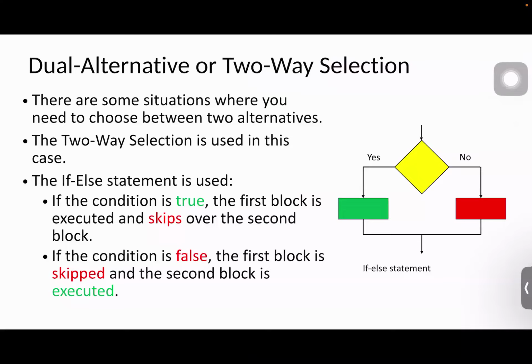Then we can have the dual alternative. A dual alternative is also called the two-way selection statement.